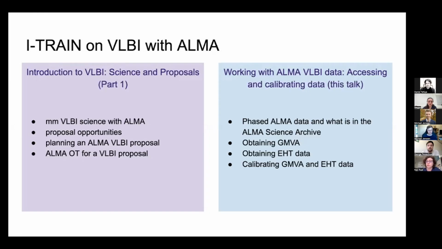So today we are going to talk about accessing and calibrating ALMA VLBI data, so the data taken by the VLBI array that contains ALMA. I will start with a brief recap on phased ALMA data and what you find in the ALMA Science Archive. And then George will take it over and he will talk about how to find and how to obtain GMVA data. And then Micheal will take over and he will talk about obtaining EHT data and how to calibrate both GMVA and EHT data.